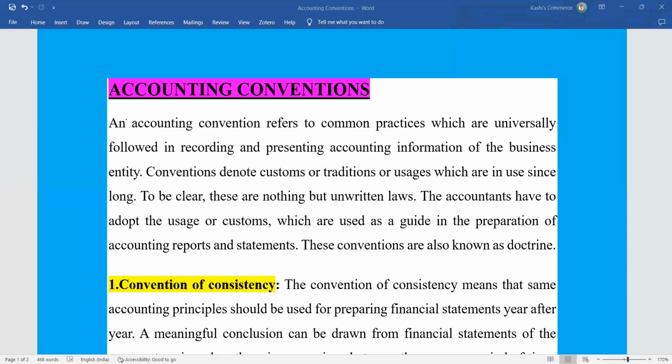Hello, dear students. We already discussed accounting concepts in the previous class. Now we are going to discuss conventions of accounting. There are four conventions in accounting.